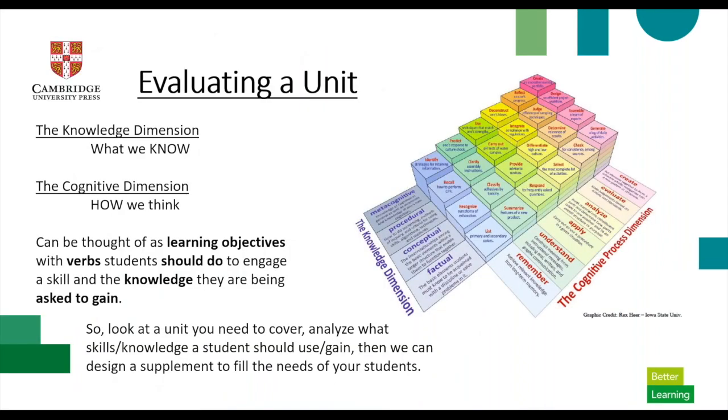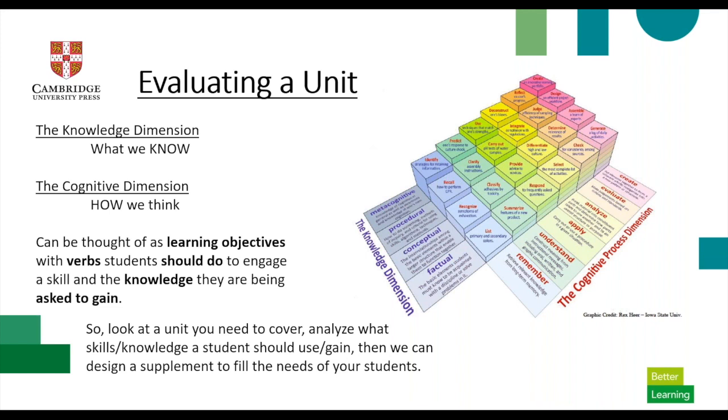So the way I like to look at it is, the knowledge dimension is what we know or what the students are supposed to know in the unit. The cognitive dimension is how we think or the actions we want them to do in the classroom. So I like to think of them as learning objectives with the verbs based on Bloom's taxonomy. So what students should do to engage that thinking skill, and then the knowledge that they're being asked to gain and apply that skill to.